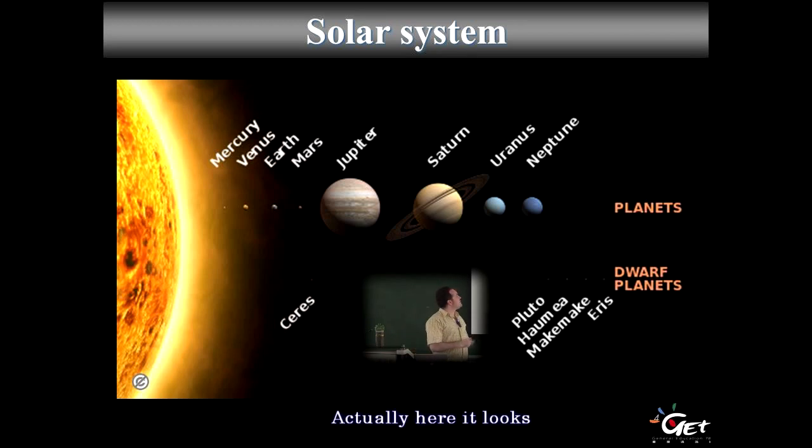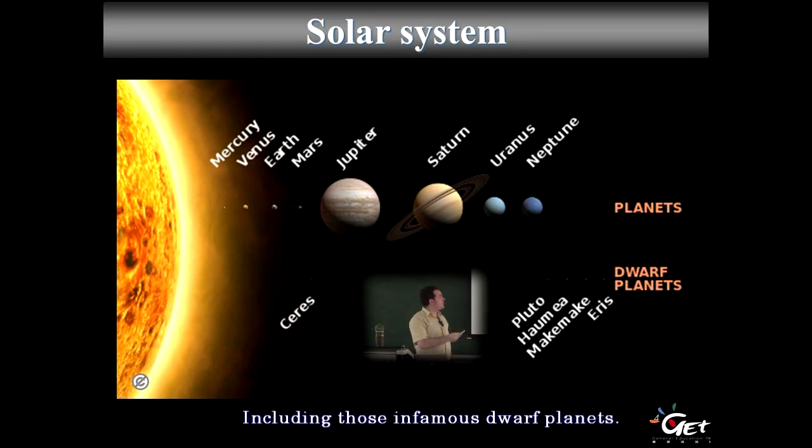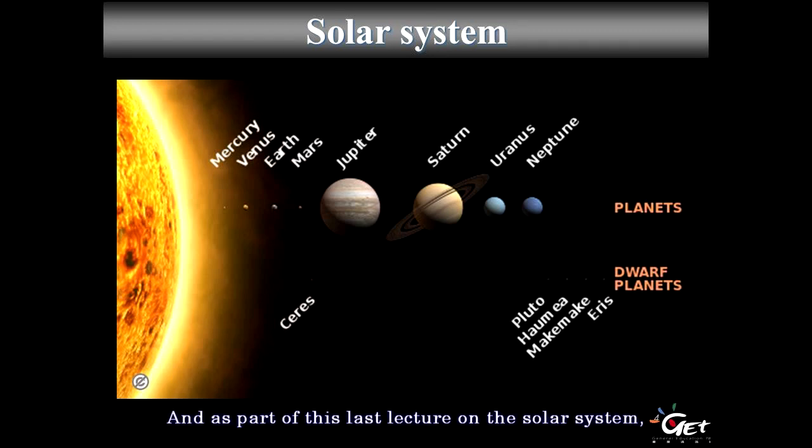Here it looks pretty clean, but there are many, many asteroids. We mentioned meteorites that are crossing the path of Earth a couple of weeks ago, and there are many other bodies orbiting around the Sun in the solar system, including those infamous dwarf planets. As part of this last lecture on the solar system, I will also try to describe some scenarios of how this solar system was formed. But this week we're focusing on the terrestrial planets.